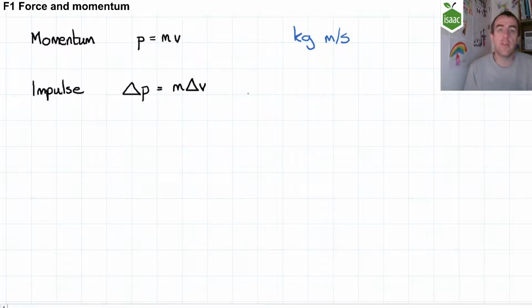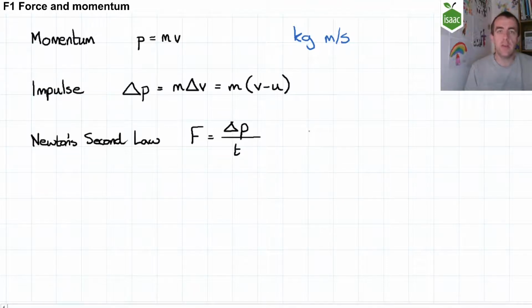For a body of constant mass, impulse is the mass multiplied by the change in velocity. The change in velocity is the final velocity minus the initial velocity. Impulse is also a vector, and it is in the direction of delta V.